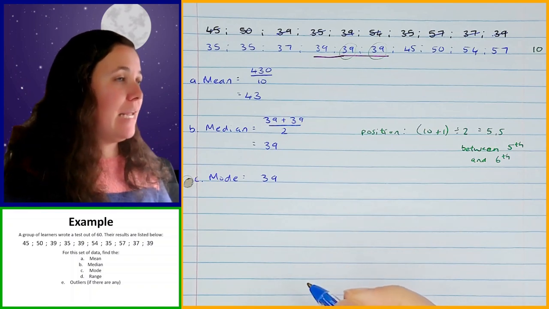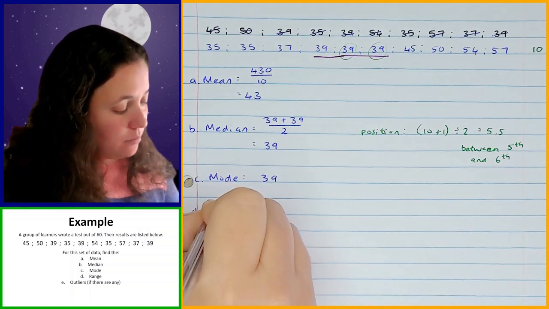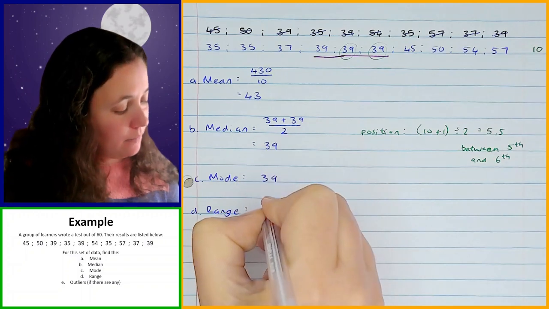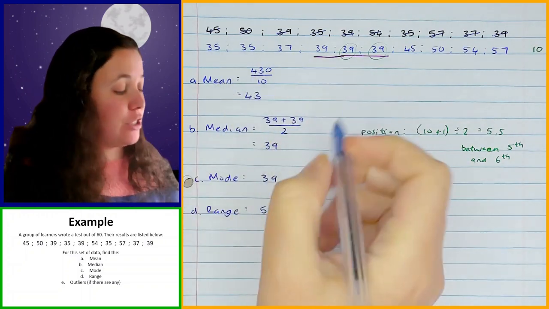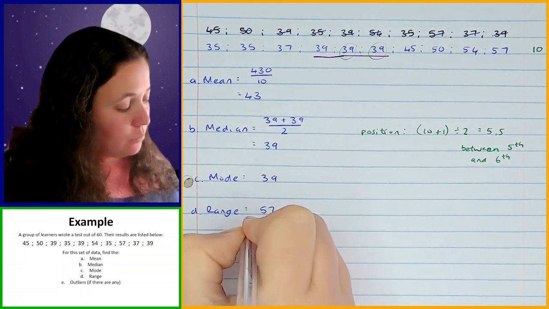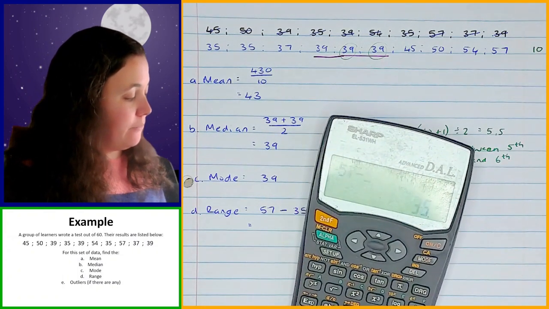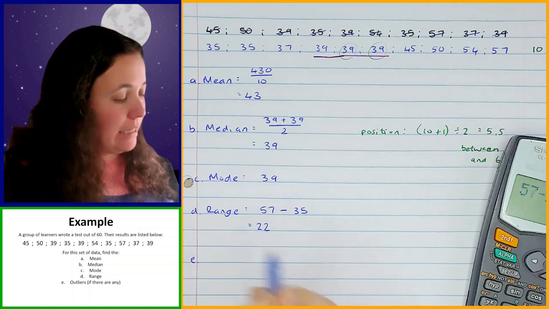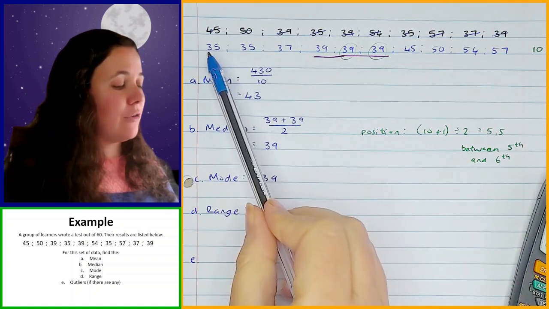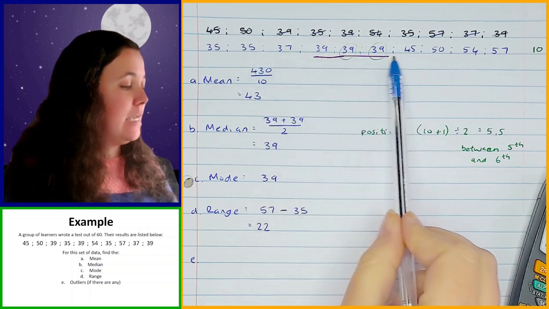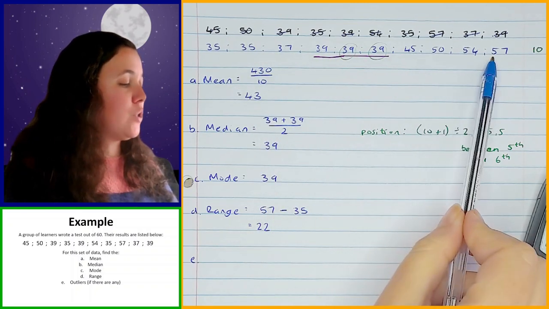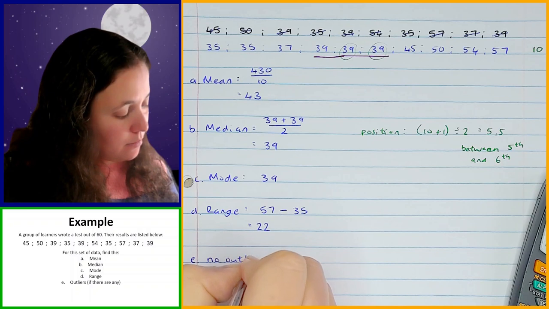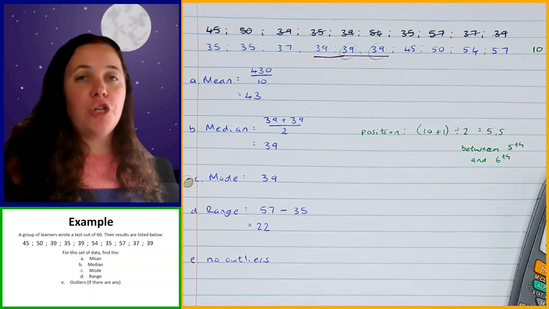Okay, and then I've got D, my range, which we work out by taking the maximum, which is 57, minus the minimum, which is 35. Okay, so 57 minus 35 is 22. So the range for this data is 22. And then question E, outliers. If I look over here, I've got 35, 35, 37, that's all pretty close. Then up to here, I've got 50, 54, 57, it's also pretty close. In this example, there are no outliers. Okay, so remember, there aren't always going to be outliers.